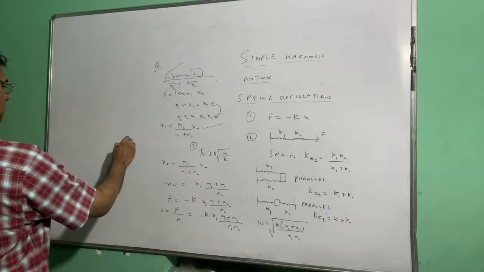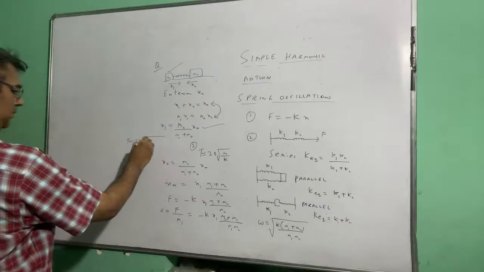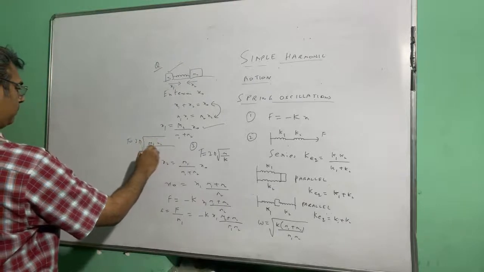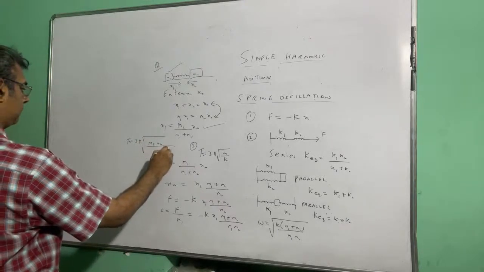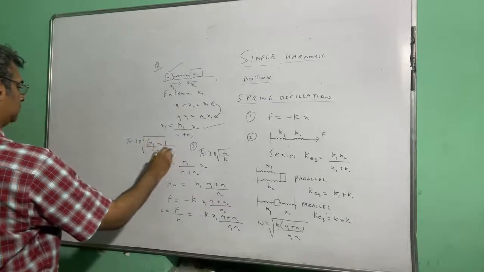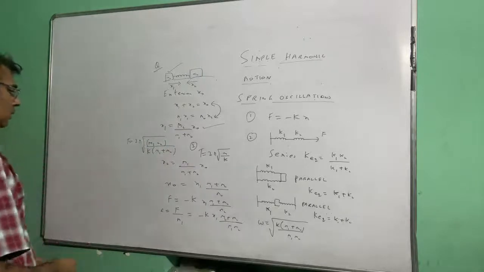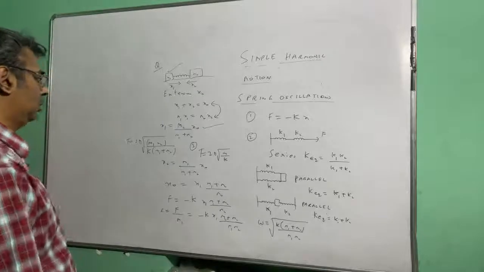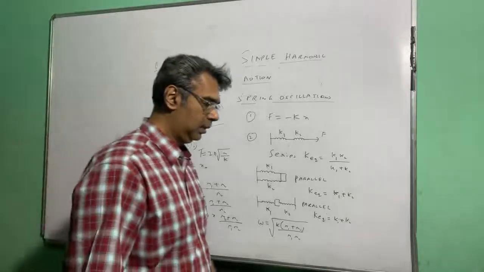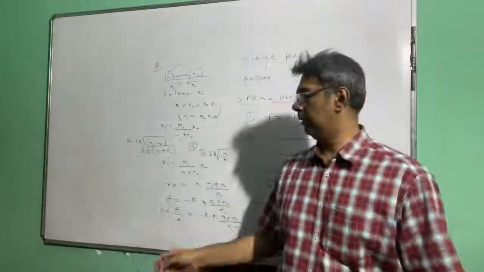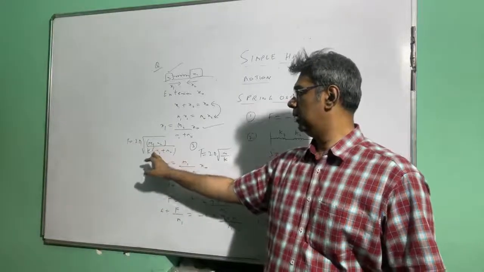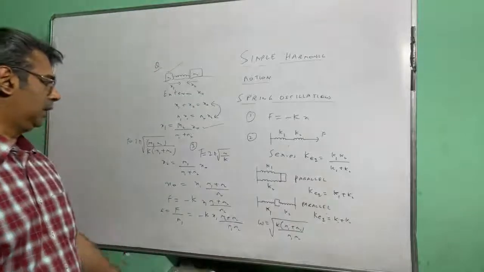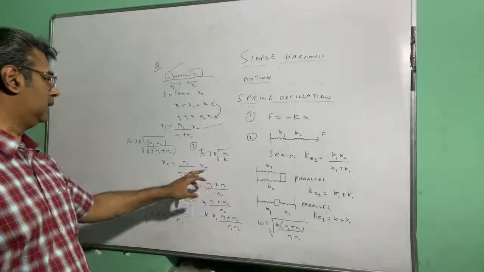So time period is 2 pi by omega. So that will be 2 pi root m1 m2 by k into (m1 plus m2). Now this is an important thing, that this expression, 2 pi root over m1 m2 by k into (m1 plus m2), and earlier we said that the time period formula is 2 pi root mass by k.